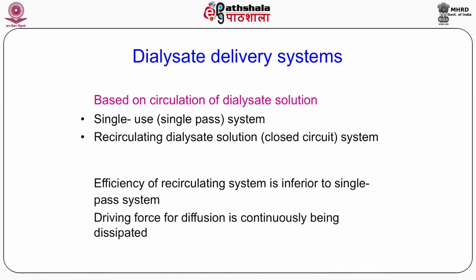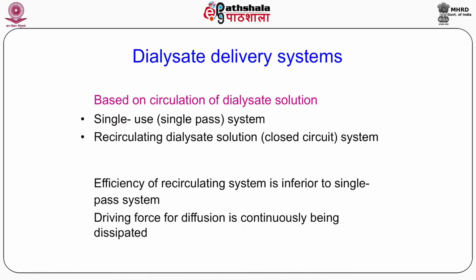With this, we'll go on to the next classification, which is based upon the circulation. Now, it could be a single pass system. That means you send the dialysate solution once and you bring it back, and the other is a closed circuit.